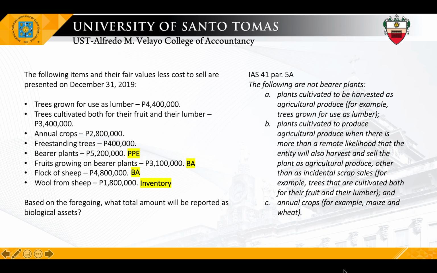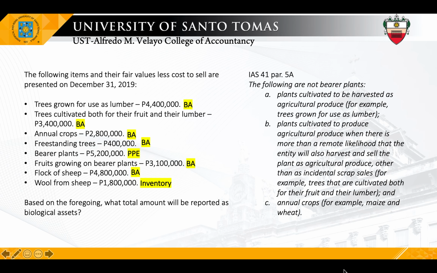So example na, trees grown for use as lumber. So, the 4,400,000 is BA. Next is, yun nga, for incidental scrap sales, trees that are cultivated both for their fruit and their lumber, also considered as biological assets. 3,400,000. Annual crops, 2,800,000, also considered as biological assets. Now, what is this freestanding tree? Say for example, in a mango plantation, hindi naman imposible that other than mango trees, there are other trees growing on the mango plantation. Say for example, you have coconut trees. Since that is a mango plantation, coconut trees are not considered as bearer plant unless those coconut trees will produce mango. Diba? So, coconut trees are considered as freestanding trees according to the standard. Those are considered as biological assets. Hindi naman sila PPE eh.